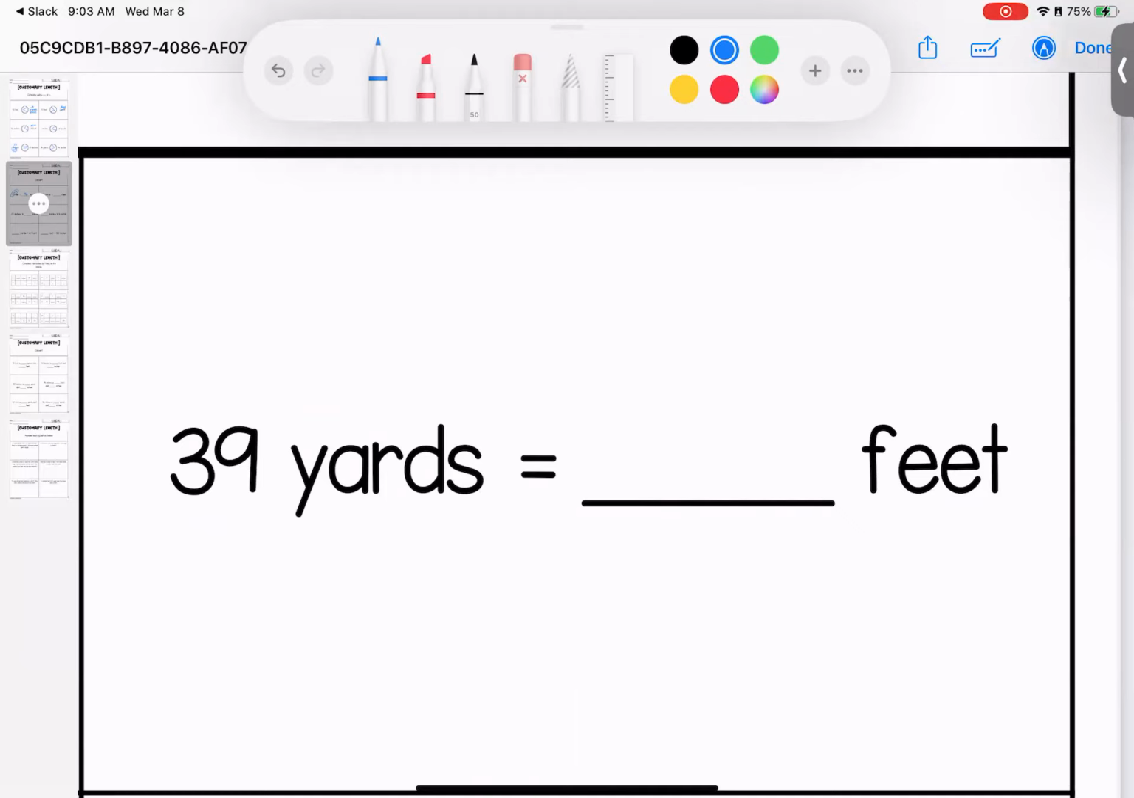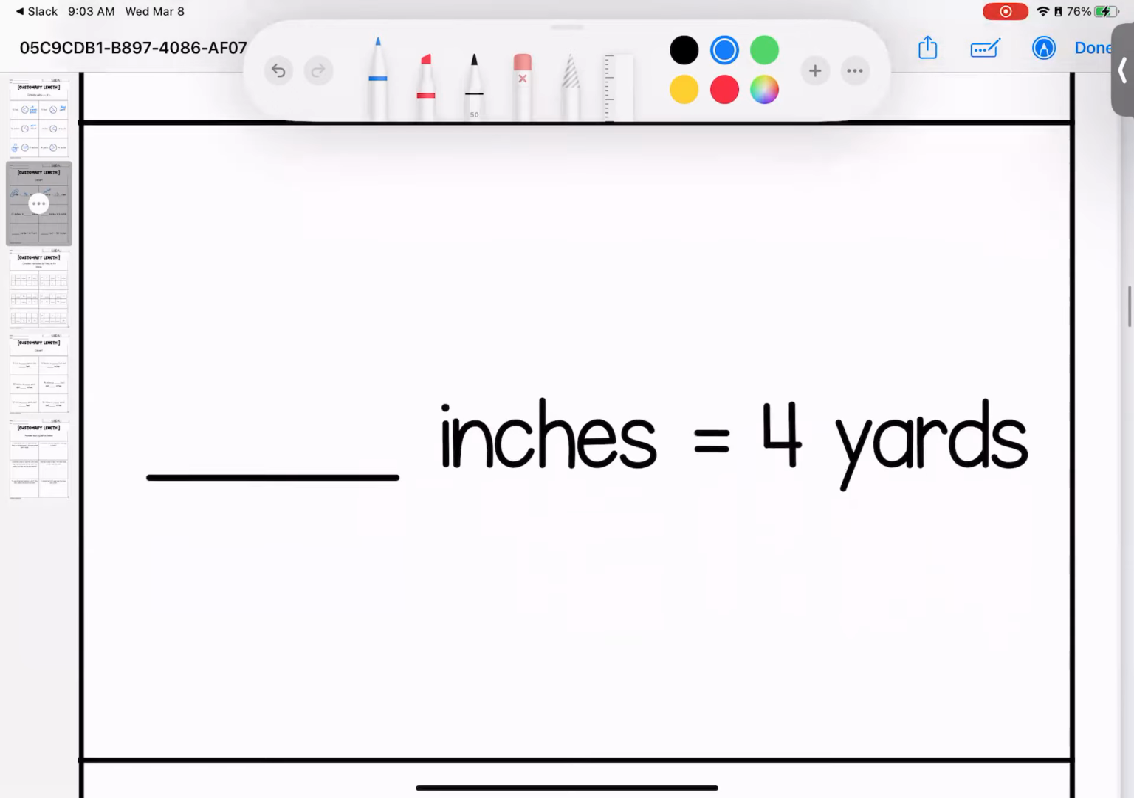39 yards, 2 feet. There are 3 feet in a yard. So I need to divide. I'm going to turn in 3 yards to get a foot. This is going to leave me with 13 feet. I just gave the answer. Blank inches is equal to 4 yards.